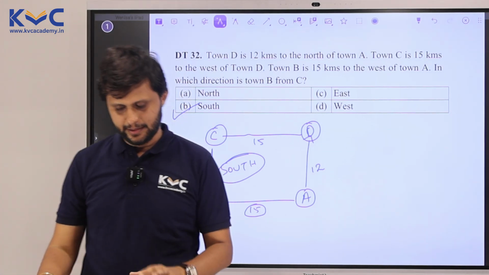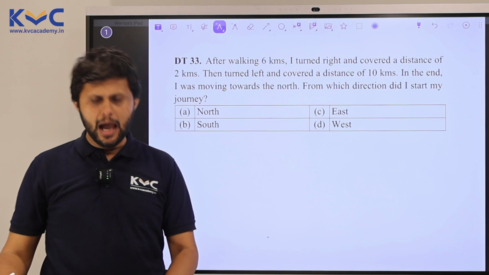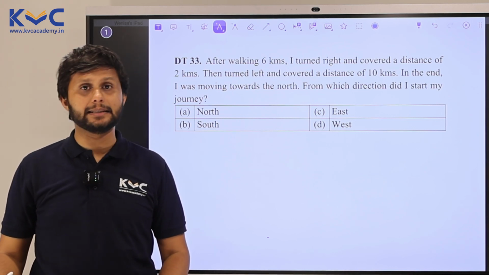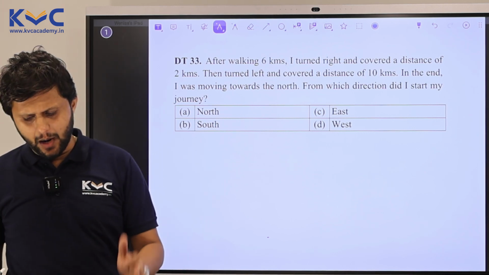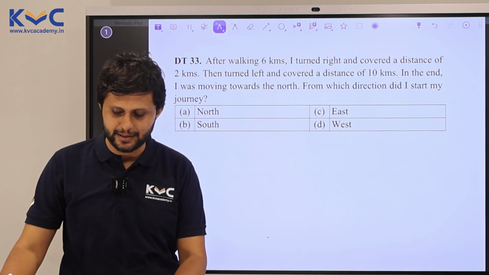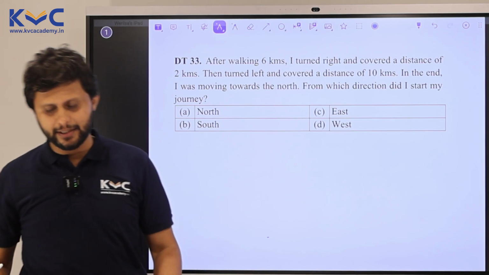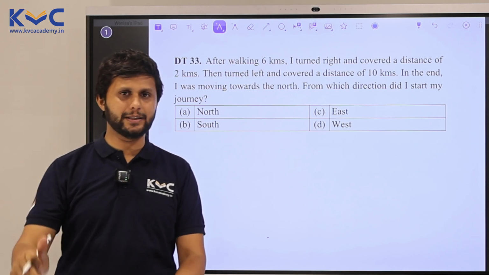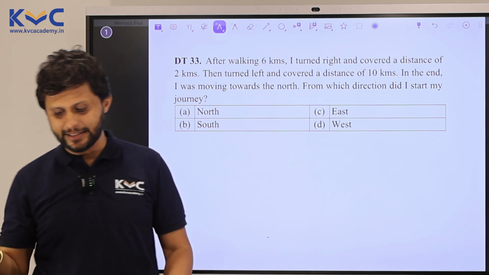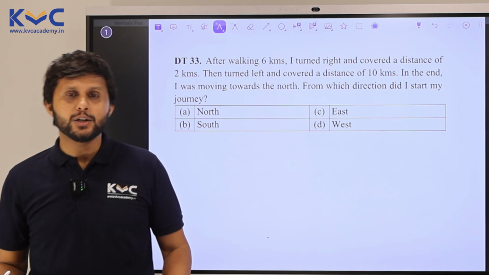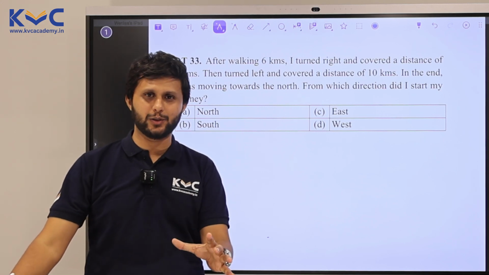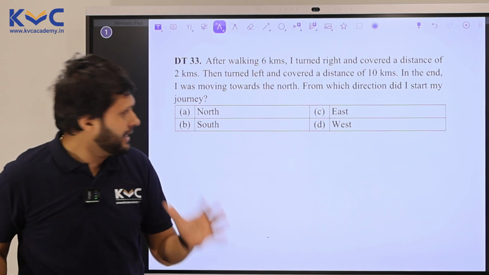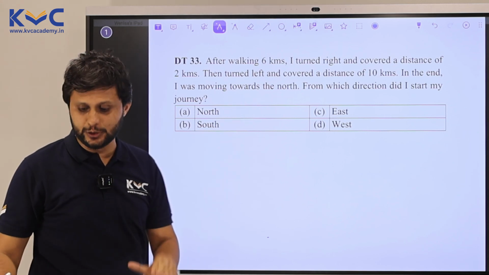Perfect. Question number 33. After walking 6 kilometers, I turned right and covered a distance of 2 kilometers. Then turned left and covered a distance of 10 kilometers. In the end, I was moving towards the north. From which direction did I start my journey? So this is a question of reverse calculation. Correct? See, the end is I am facing towards north.